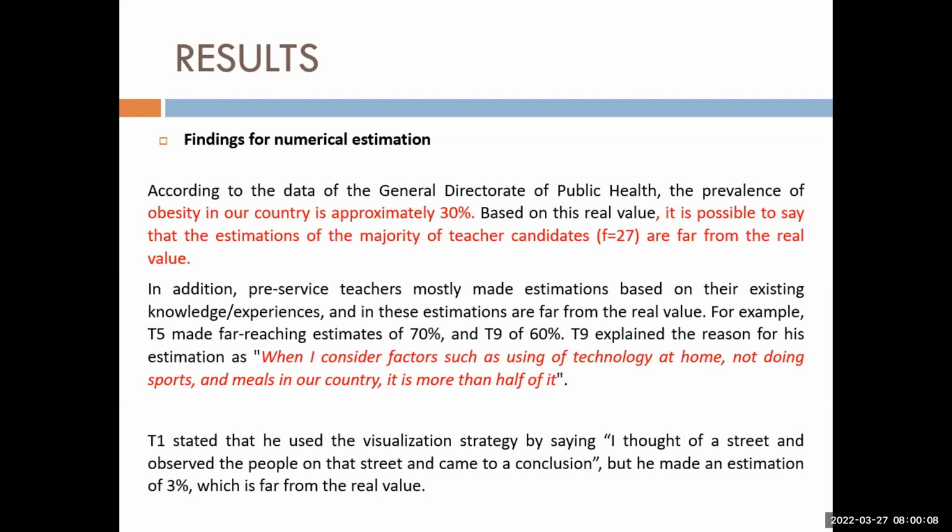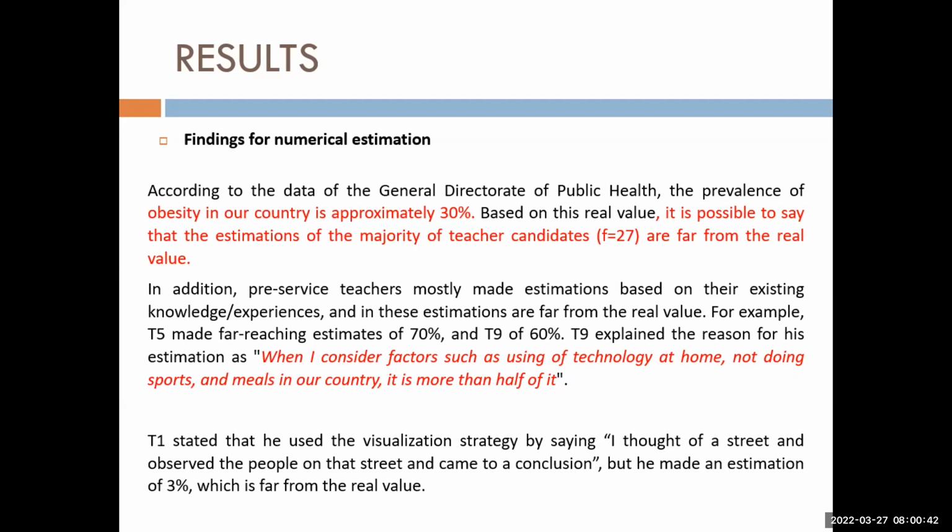Okay. According to the data of the General Directorate of Public Health, the prevalence of obesity in our country is approximately 30%. We asked the rate of obesity in Turkey, and the clear answer is that 30% have obesity in Turkey. Based on this real value, it is possible to say that the estimations of the majority of teacher candidates are far from the real value.